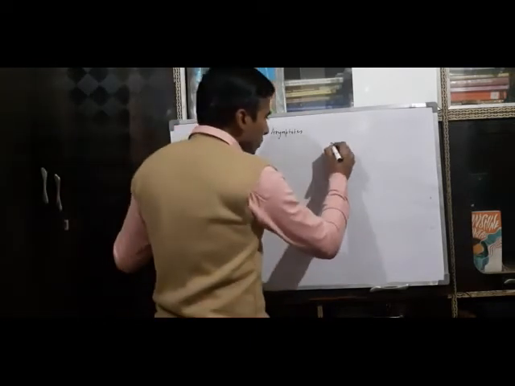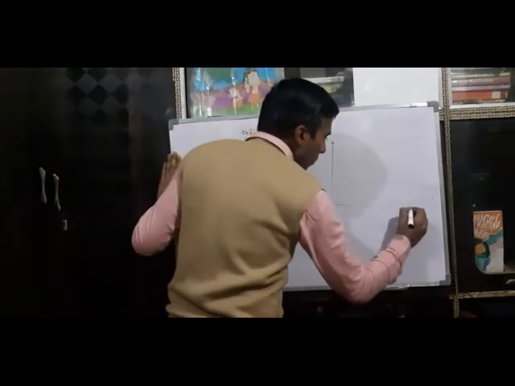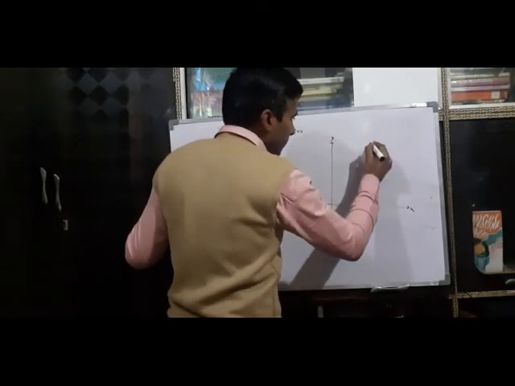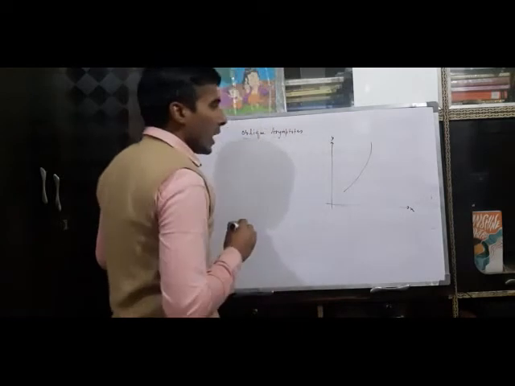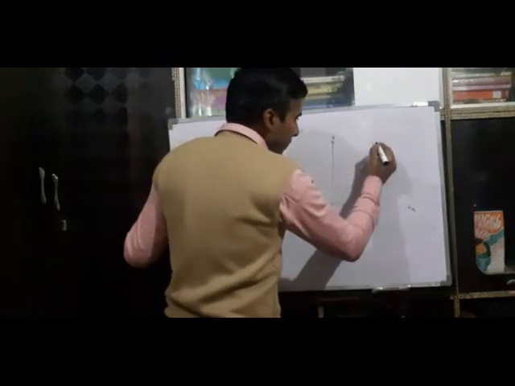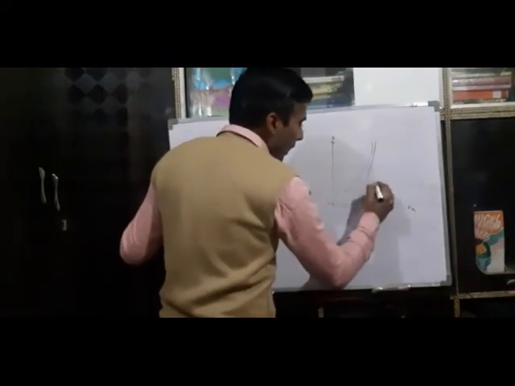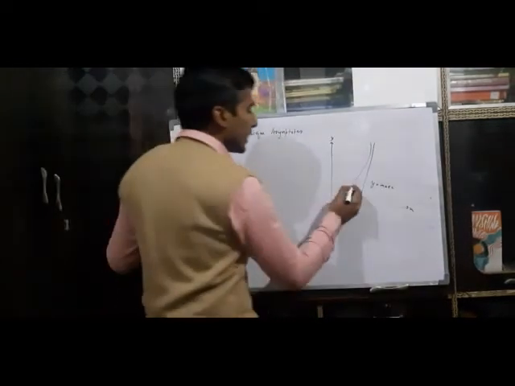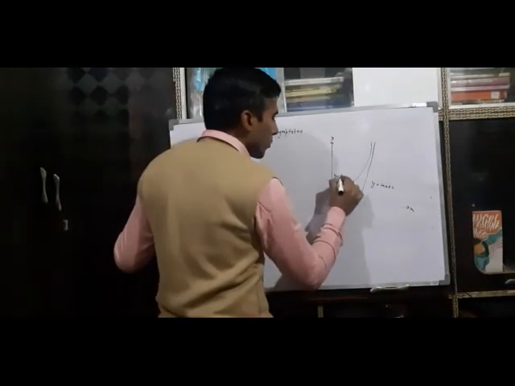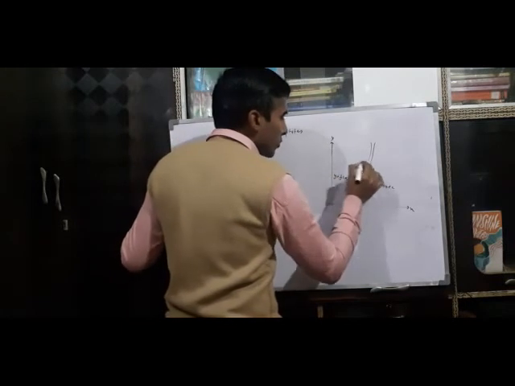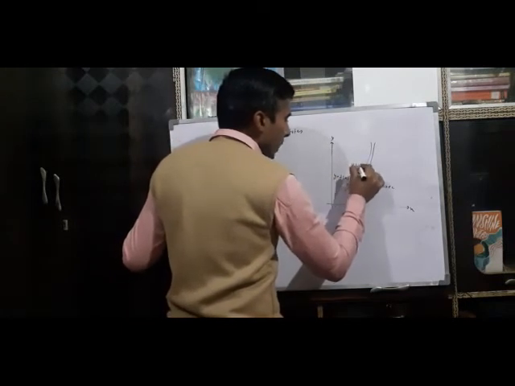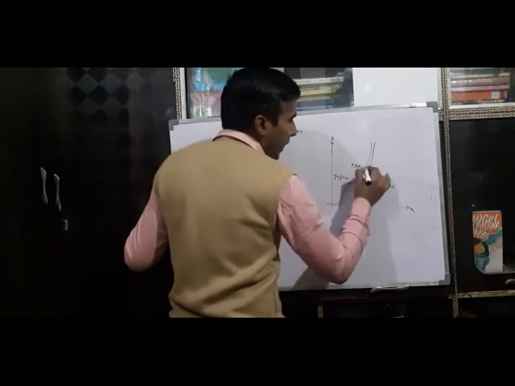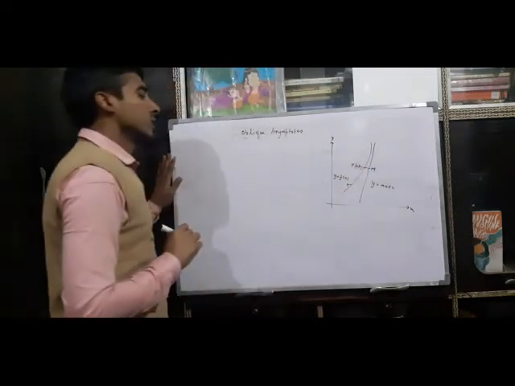Suppose we have a curve y equal to f(x) and a straight line y equal to mx plus c is an asymptote to this curve. Suppose this is the point P(x, y) and this is point M lying on the line, and consider this perpendicular distance PM.